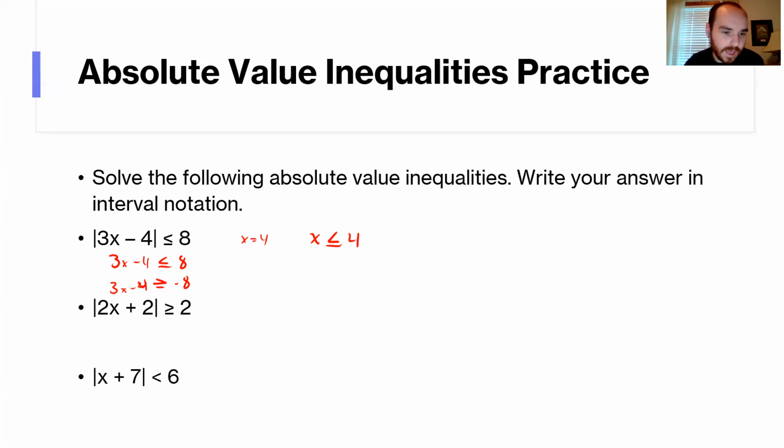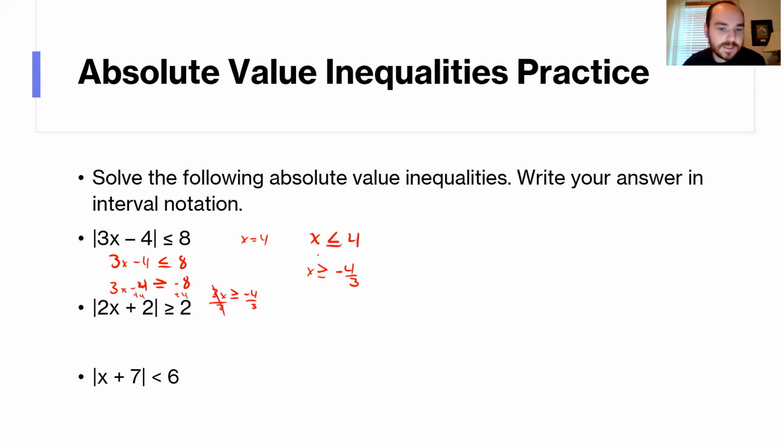And then here, we're going to have 3x minus 4, so we add 4 to both sides, we get negative 4. So 3x is greater than or equal to negative 4. X is greater than or equal to negative 4 thirds. I skipped a couple steps, but I'd add 4, so that gives me 3x greater than or equal to negative 4, divide both sides by 3, so I get negative 4 thirds.